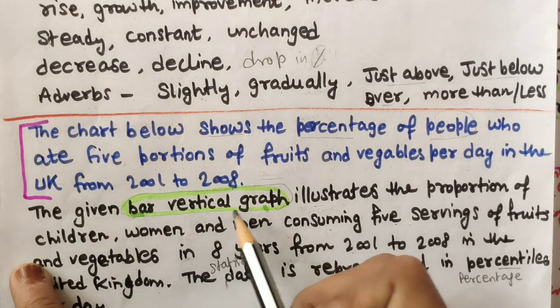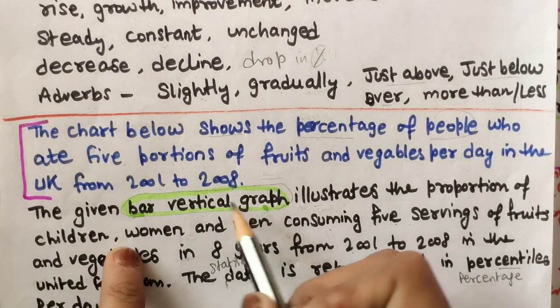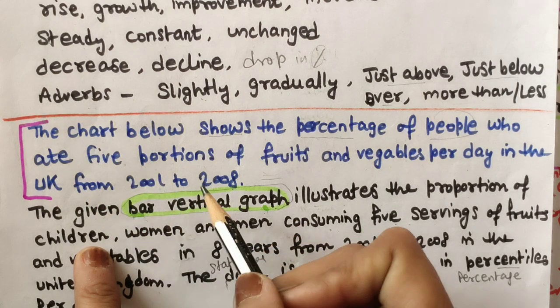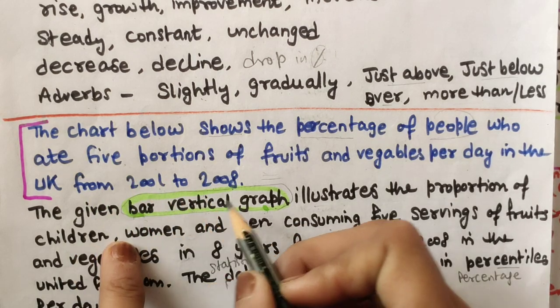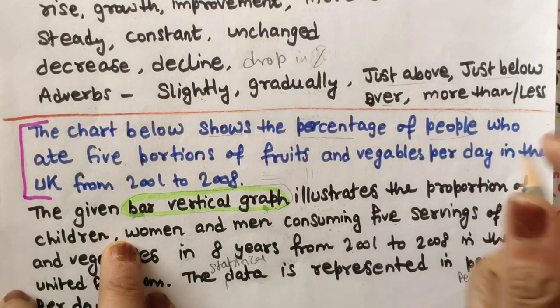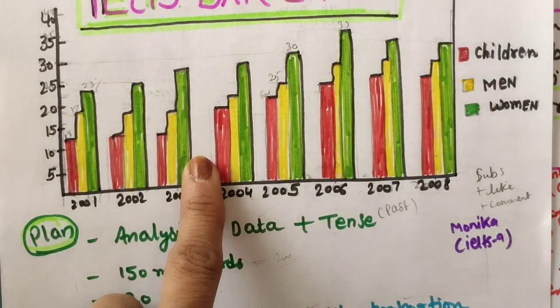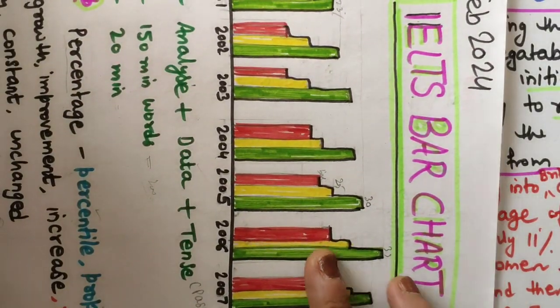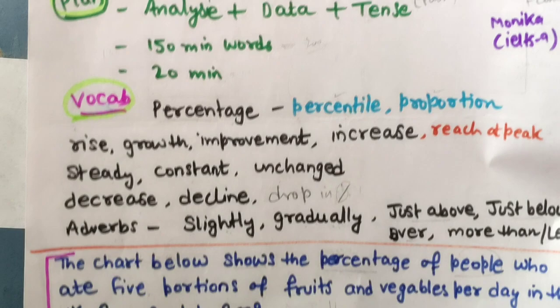The given bar vertical graph. So they have given only the chart. We know that this is a bar graph, and a bar graph is like that. You can see this, it is vertical, and if this bar graph was like that, then it is horizontal. Then you can write. This is also vocabulary.